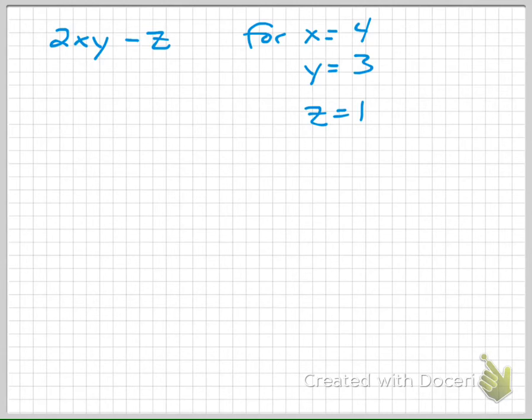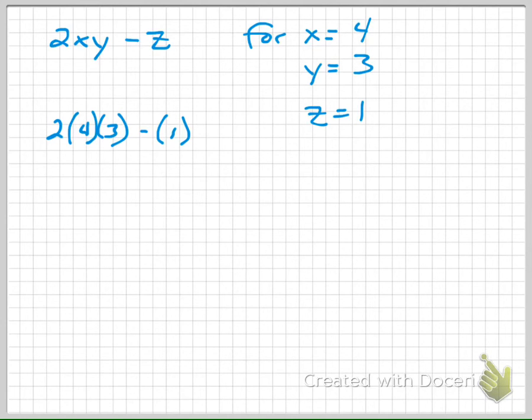All right, here we go. Plug it in parentheses, right? So it's going to go 2 times 4 times 3 minus 1, right? Do you see any parentheses that need to be dealt with? No, nothing inside of parentheses that need to be dealt with.